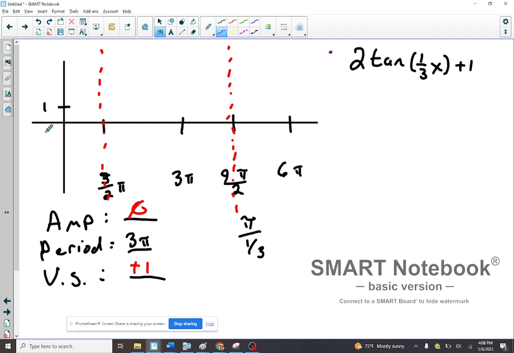So for tangent, you start at the midline, or the vertical shift, in this case 1, and you go up along the asymptote. You go through the asymptote. At the next tick mark, you should be at the midline again, or the vertical shift. Up. And then, let me refresh that one.